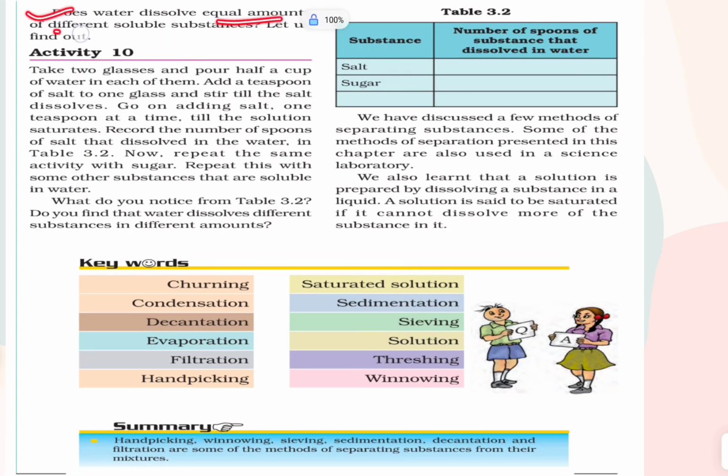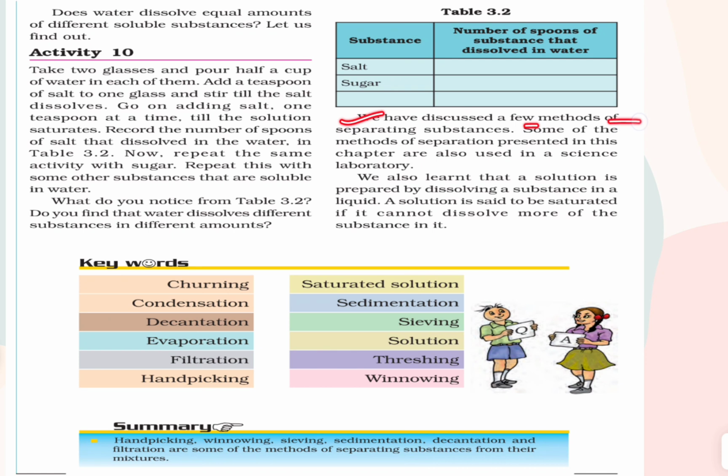Does water dissolve an equal amount of different soluble substances? Let us find out. Activity 10. Take 2 glasses and pour half a cup of water in each of them. Add a teaspoon of salt to one glass and stir till the salt dissolves. Go on adding salt, 1 teaspoon at a time, till the solution is saturated. Record the number of spoons of salt that dissolve in water in Table 3.2. Now repeat the same activity with sugar. Repeat this with some other substances that are soluble in water. What do you notice from Table 3.2? Two different substances dissolve in different amounts.